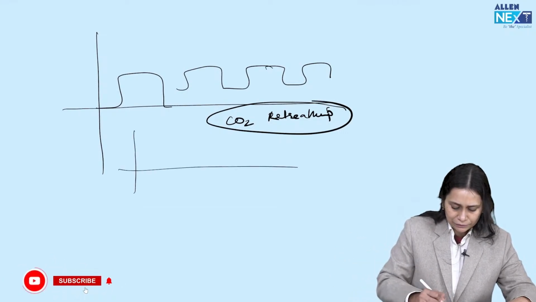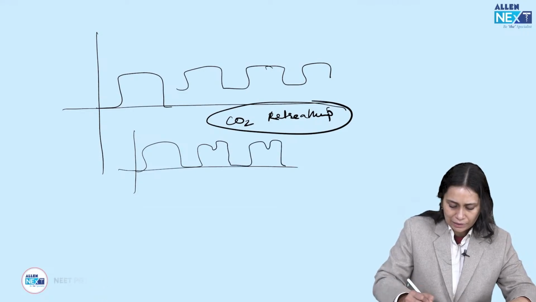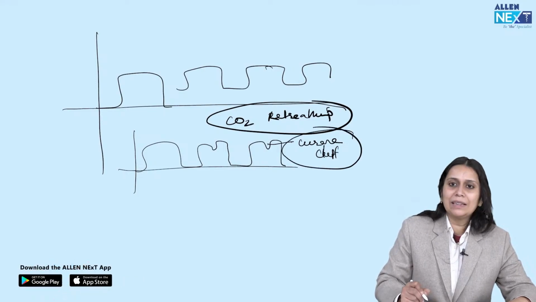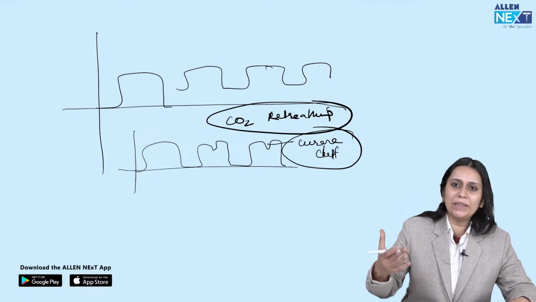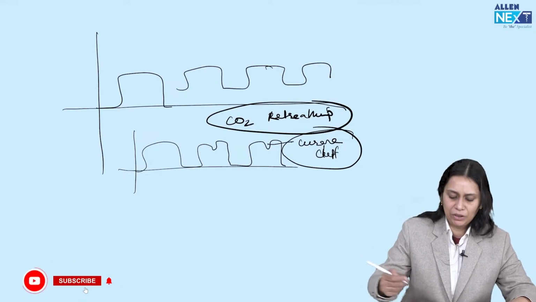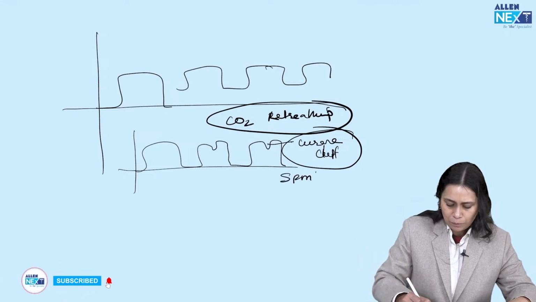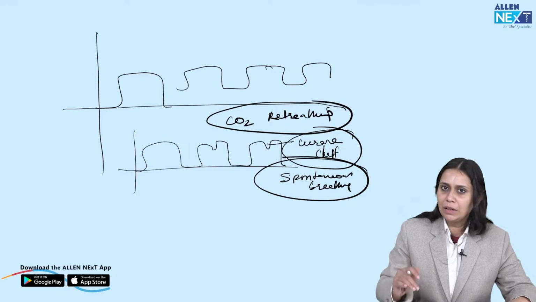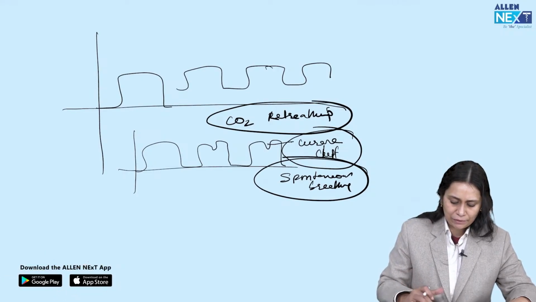If a cleft starts appearing in this graph, this is the curare cleft, and this means that the patient has started spontaneous breathing during mechanical ventilation. So this indicates spontaneous breathing. So these are the 4-5 different things which we discussed in the graph.